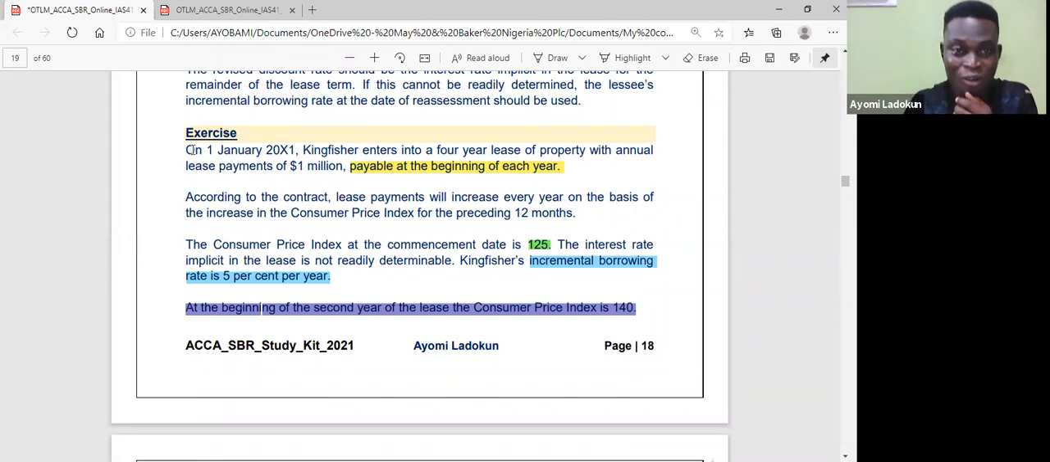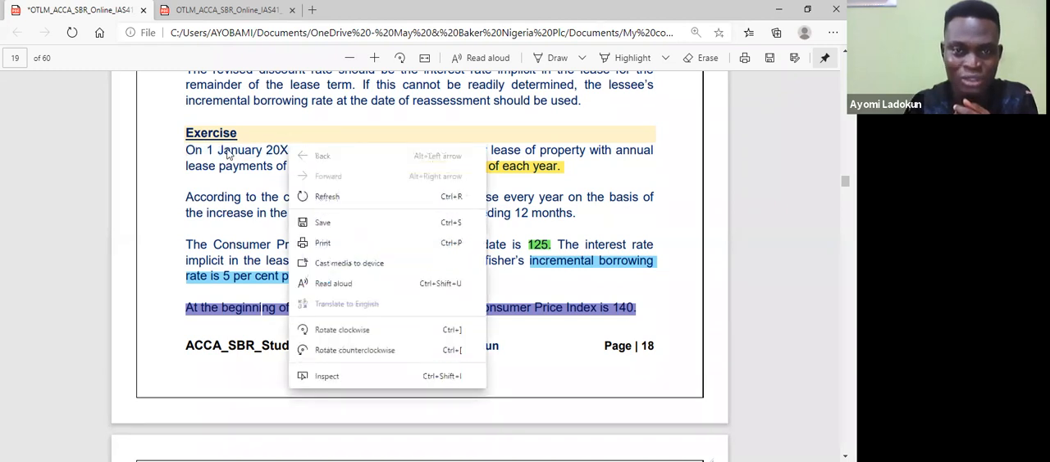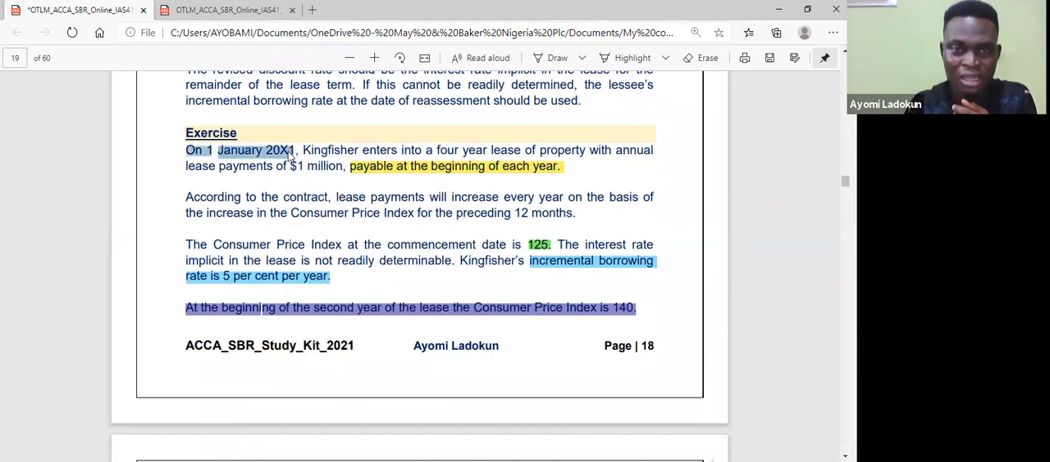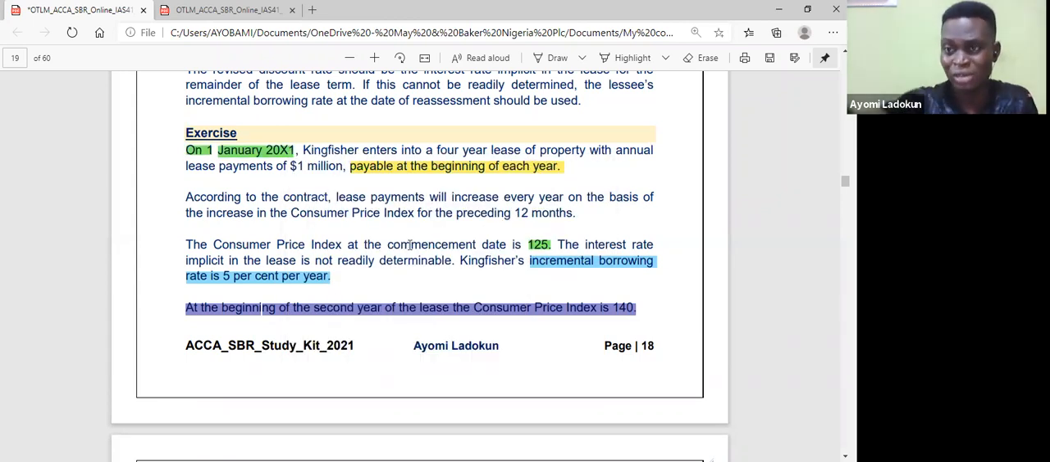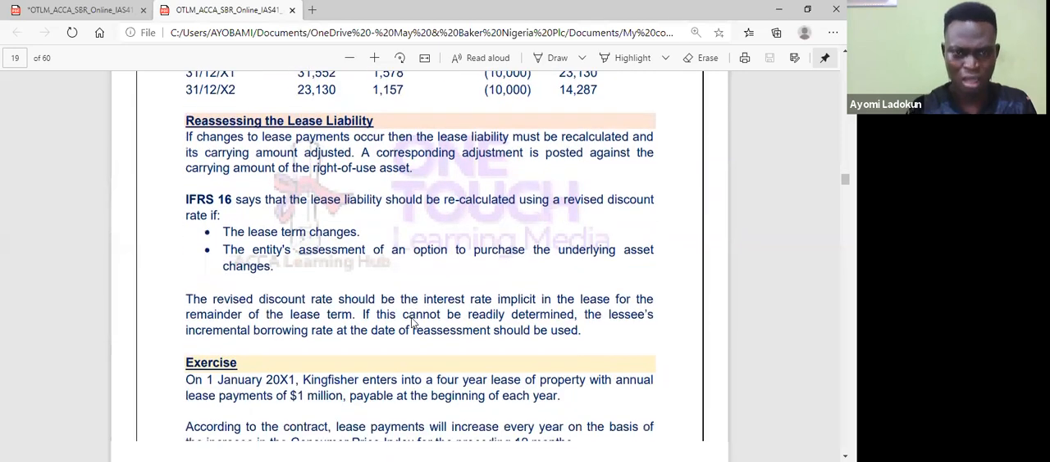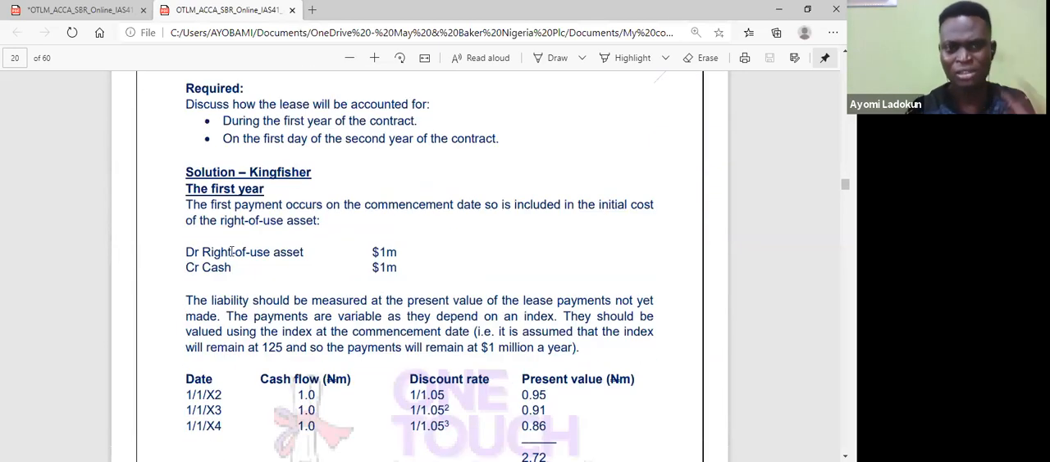So that means on 1st January 2021, I'm already paying 1 million naira. So what do I do? Cash has gone out. I debit right of use asset, I credit cash immediately. It's as simple as that. So let me show you that on the other slide, so I will not be scrolling up and down. Can you see? Debit right of use asset, credit cash. It's as simple as that, because I'm paying now when I'm commencing.